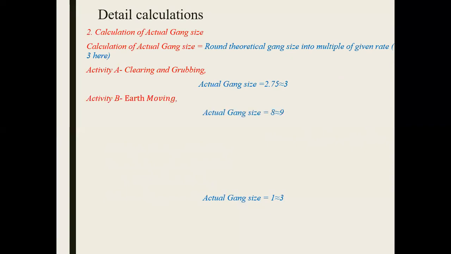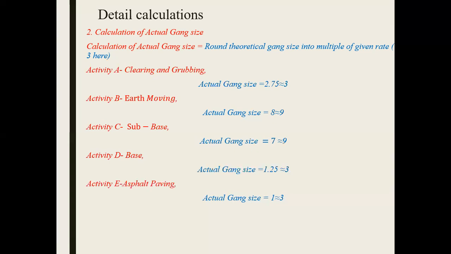Earth moving, it was 8. So the next multiple of 3 will be 9. Subbase, we have taken as 9. And for activity D, it was 1.25, so we have taken 3. And asphalt paving, as already shown to you, is again taken as 3. So whatever we have done, we can see we have rounded these values up to the next multiple of 3. So this is our second calculation, that is the calculation of actual gang size, or what we call a practical gang size, we can say.